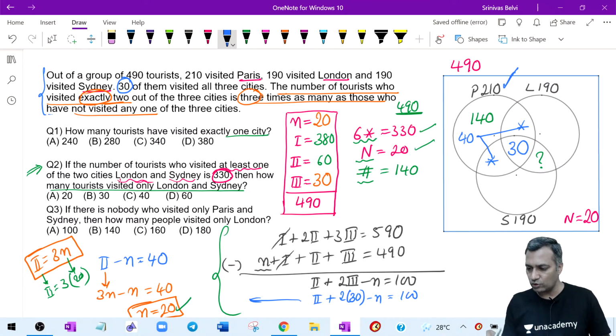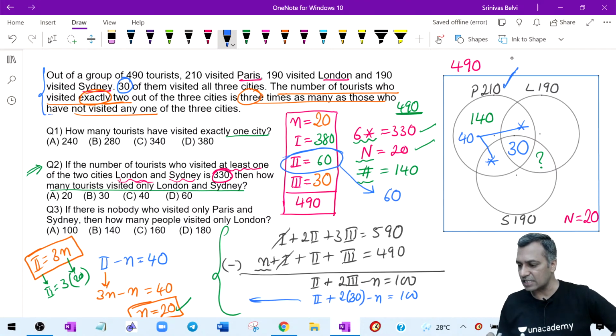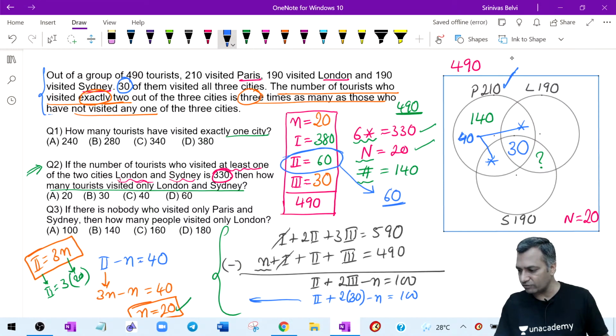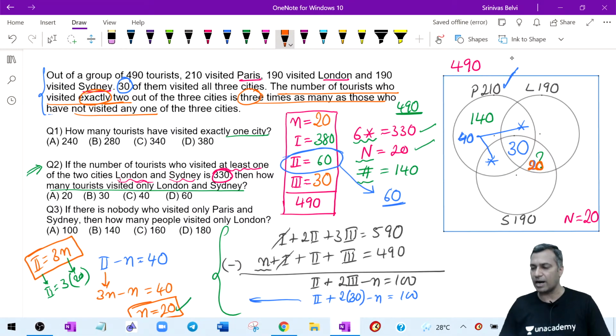Fair enough. Do I know the value of region 2? Yes. What is the value of region 2? The value of region 2 is nothing but 60. Out of 60, I already have 40 here. Therefore, what is the value of this question mark? The value of the question mark would become another 20.